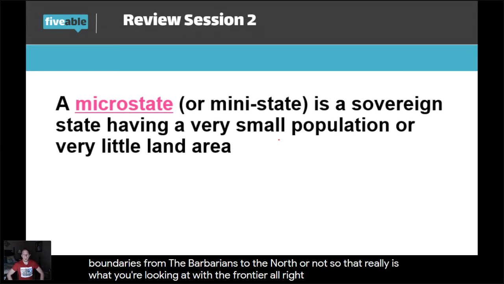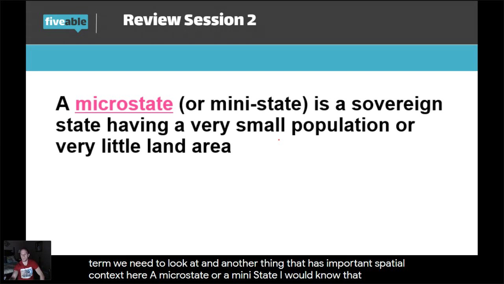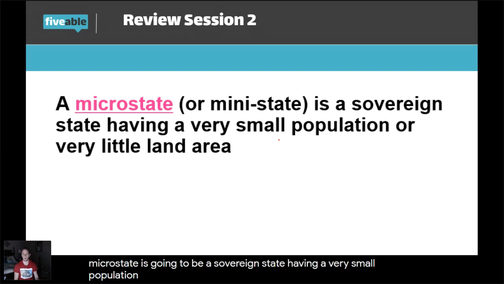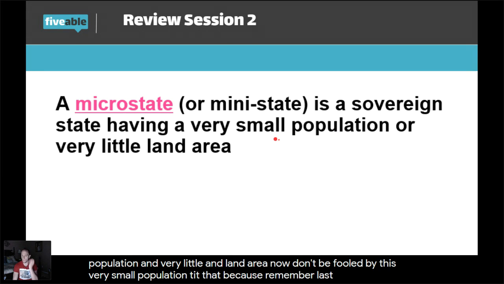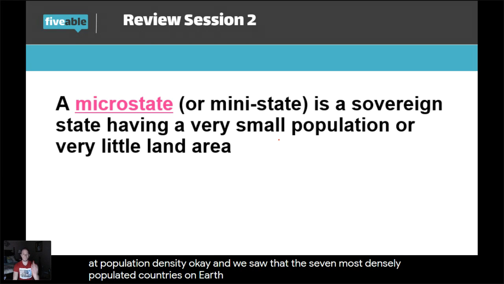All right. A microstate, another term we need to look at, and another thing that has important spatial context here. A microstate, or a mini-state, though I would know the term microstate, is a sovereign state having a very small population and very low land area. Now, don't be fooled by this very small population tidbit, because remember, last week we looked at population density, okay? And we saw that the 7 most densely populated countries on Earth are microstates. The most densely populated country on Earth that's not a microstate is Bangladesh.